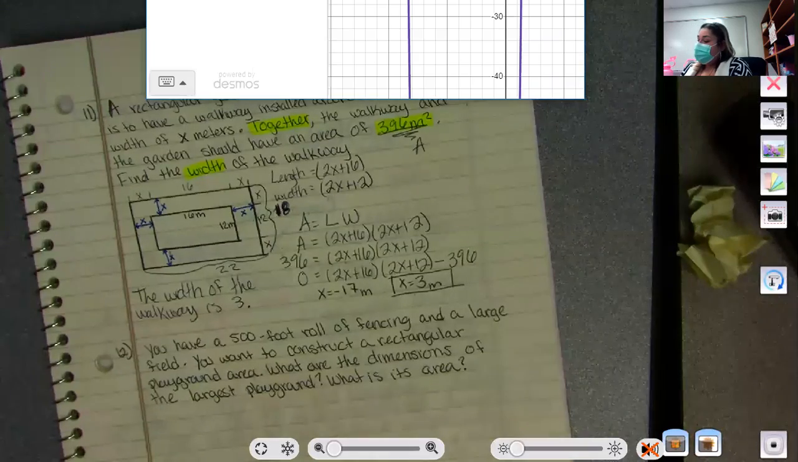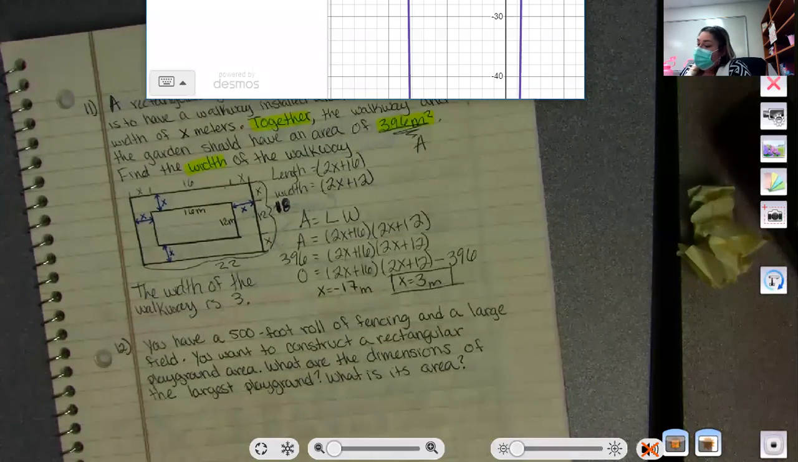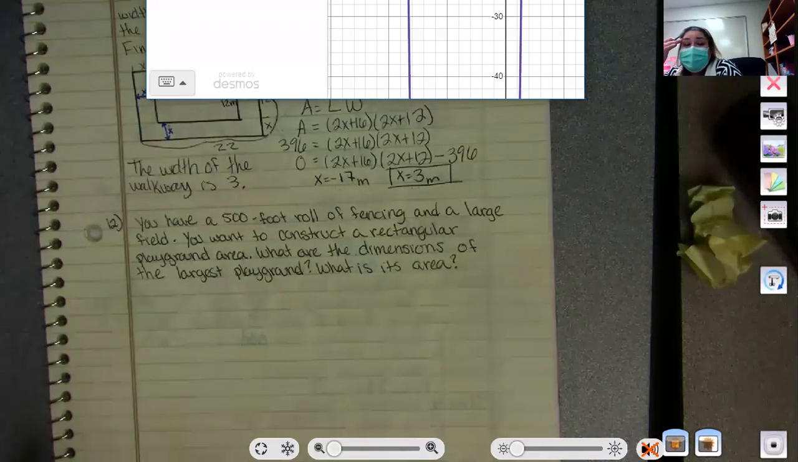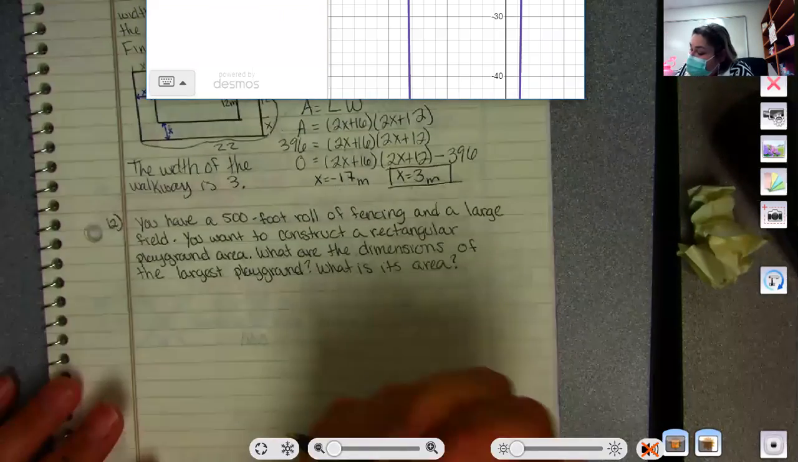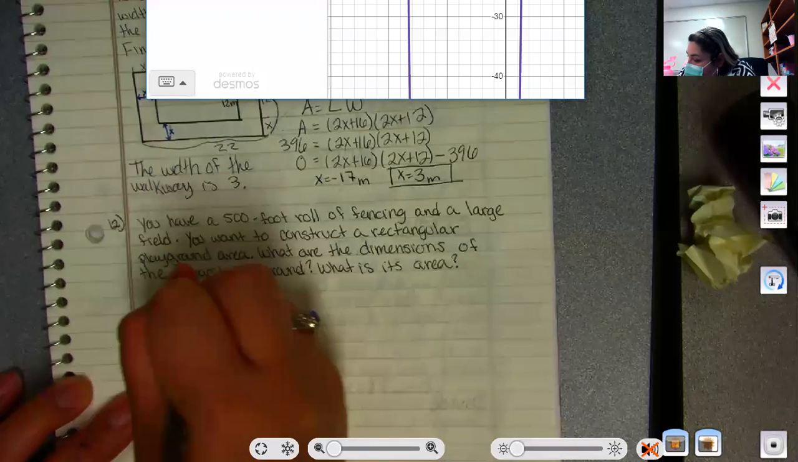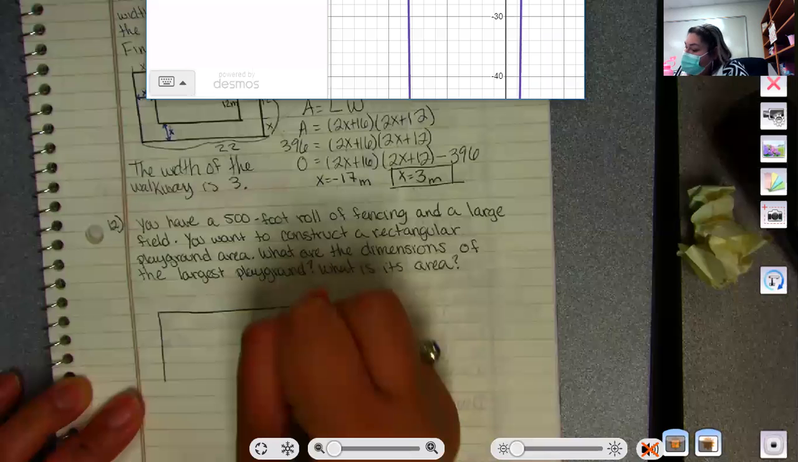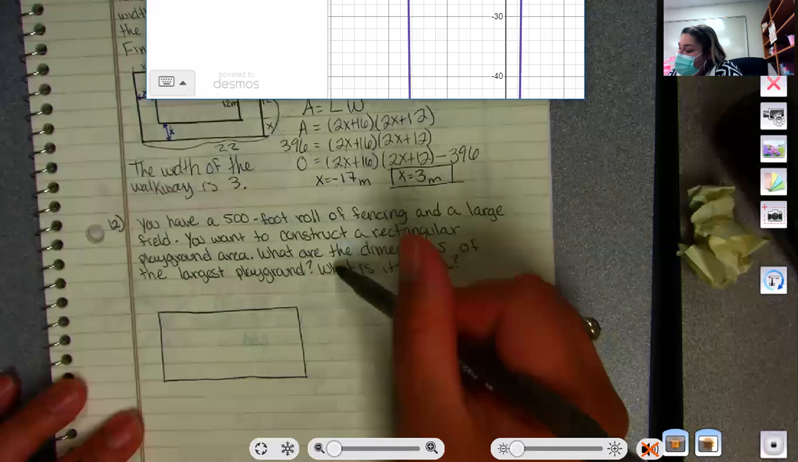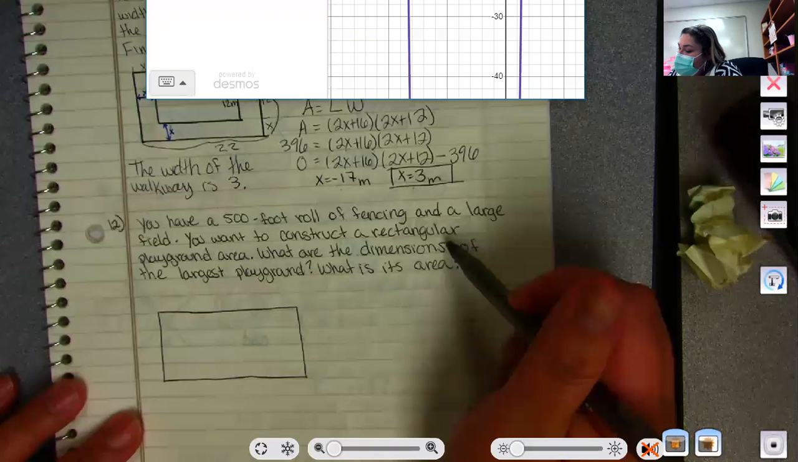You have a 500-foot roll of fencing and a large field. You want to construct a rectangular playground area. So rectangular playground area. So I know what a rectangle is. So I'm going to draw a rectangle. What are the dimensions of the largest playground? What is the area? Oh, okay.